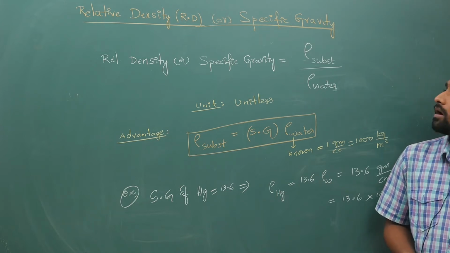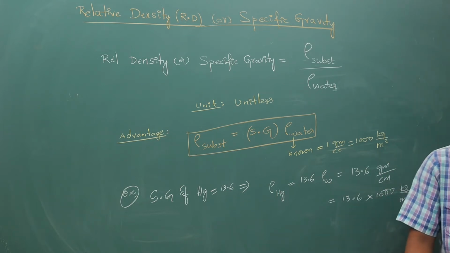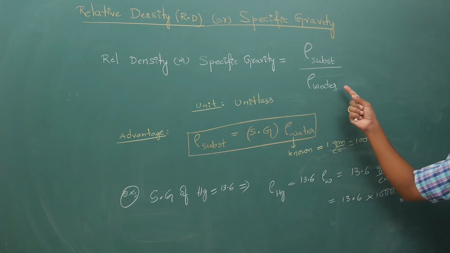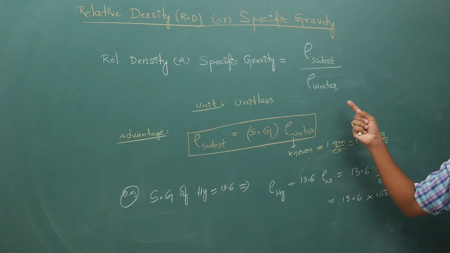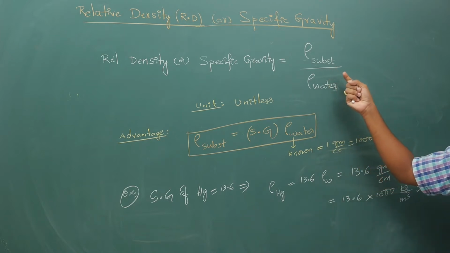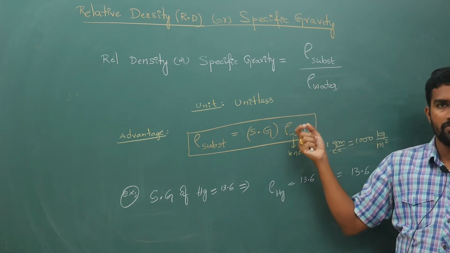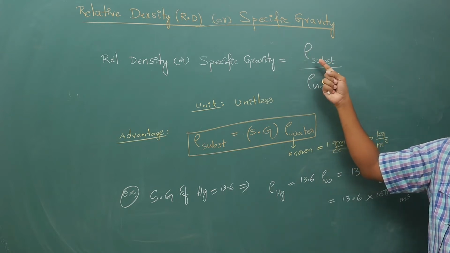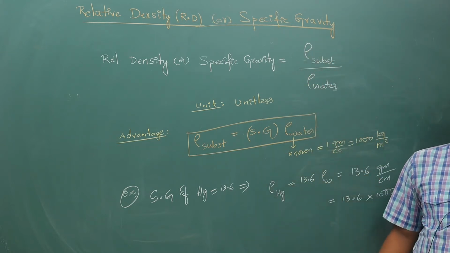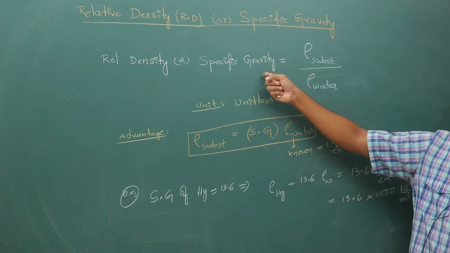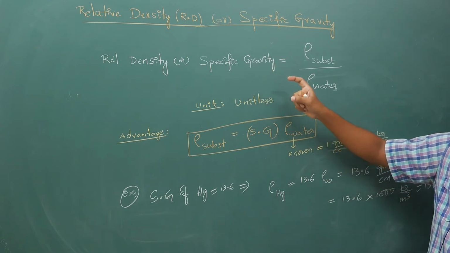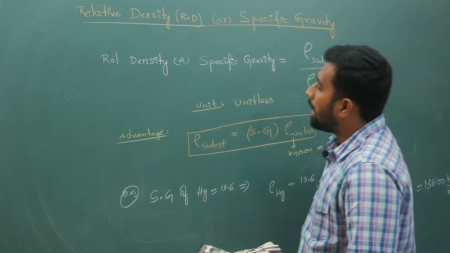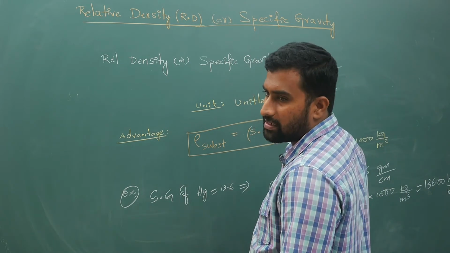Copy this stuff down. If you have any doubts, just let me know. It is unitless, it is a ratio. It signifies how many times your body is denser than water. Almost all objects or liquids will have density greater than density of water, so this is usually greater than 1. I am erasing this. Hope you have copied this down.